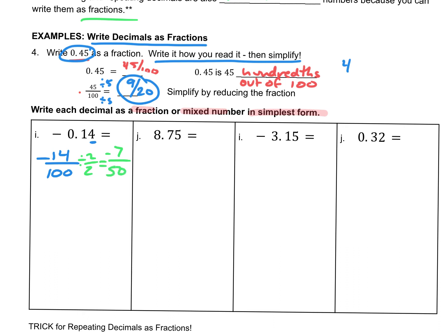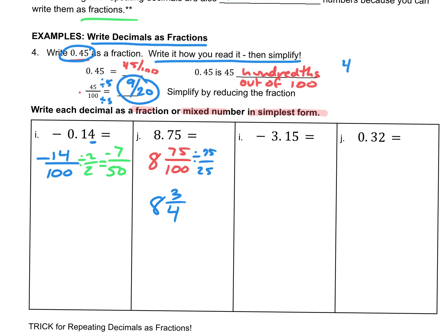Next one, 8 and 75 hundredths. So I can write it as 8 and 75 hundredths. I know that 75 and 100 share a factor. I'm going to reduce it by 25 to get the simplest form. So this is 8 and 3/4.